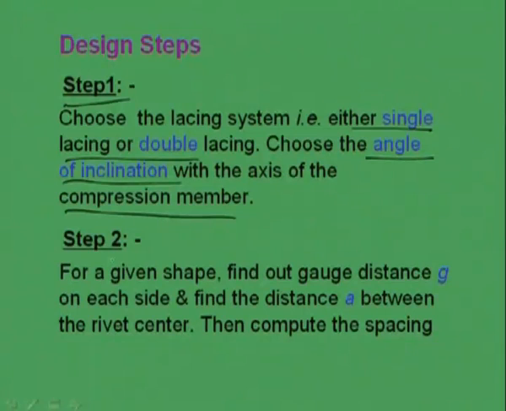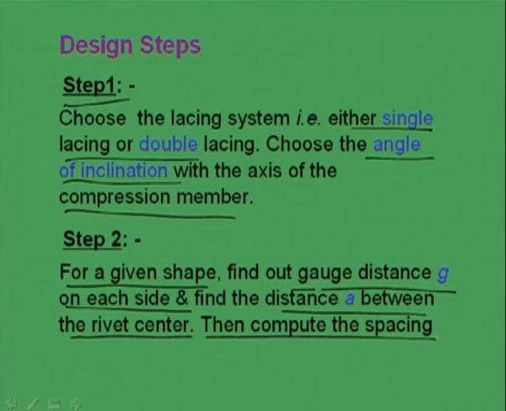In the next step, for a given shape we will find out the gauge distance on each side and find the distance A between the rivet centers, then compute the spacing. That means, first we will find out some shape, on the basis of availability in the market or on the basis of the choice of the designers. We will find out the built up section shape, whether it is channel section or I section, or a combination of channel and I section, or a combination of angle sections. That we will first decide.